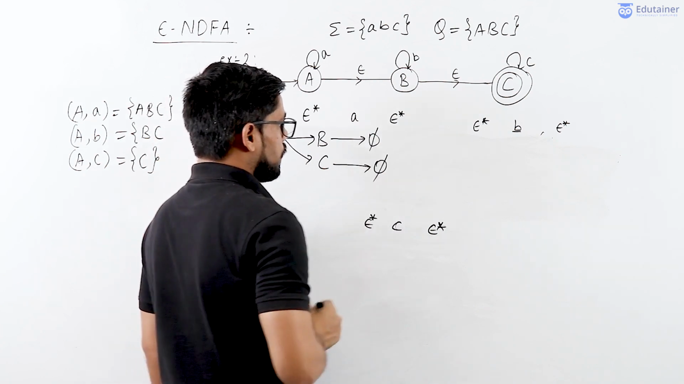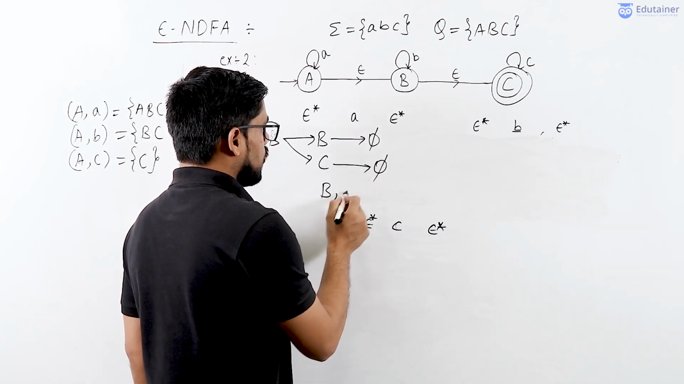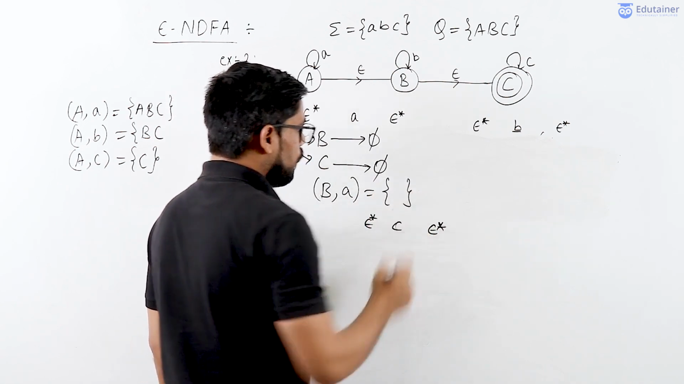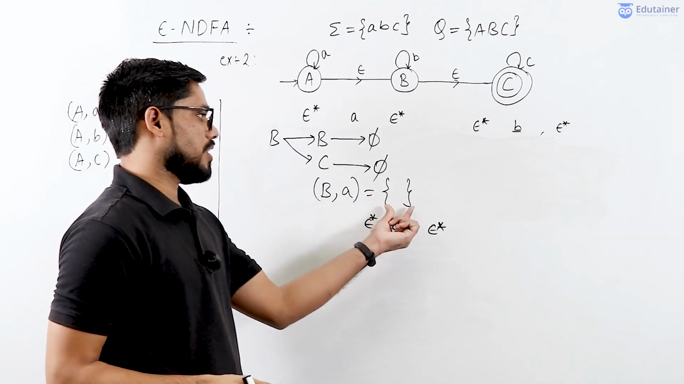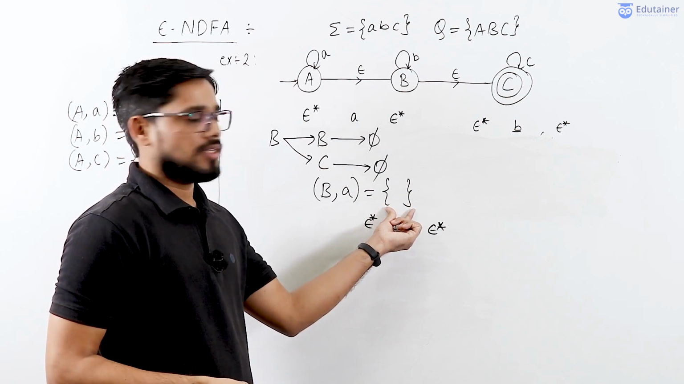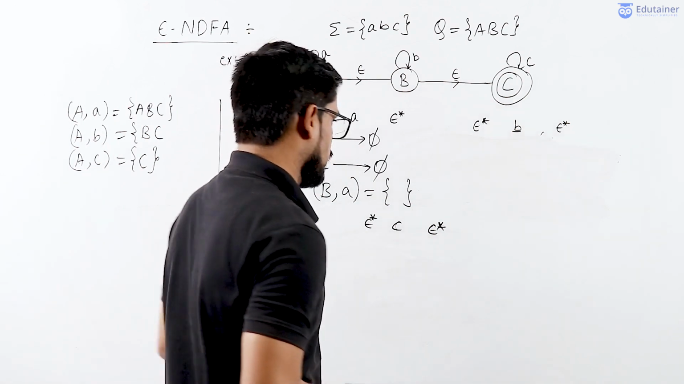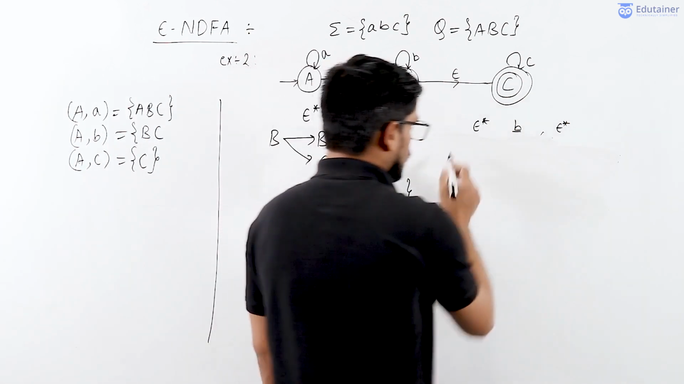That means B on a, there is no move defined here. So I will just write curly braces, and inside the curly braces there is no symbol present. There is no state present.